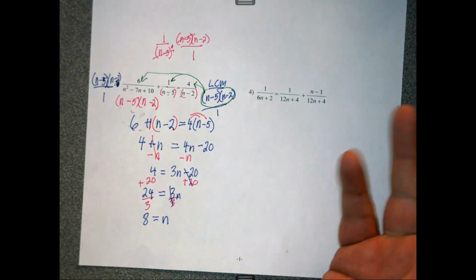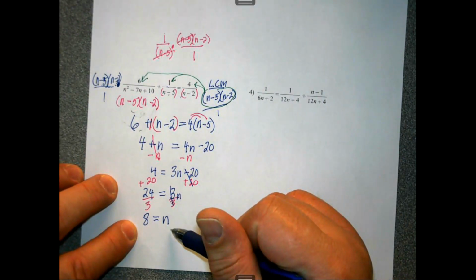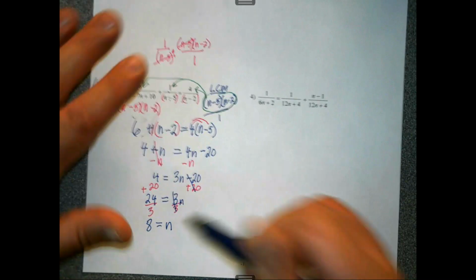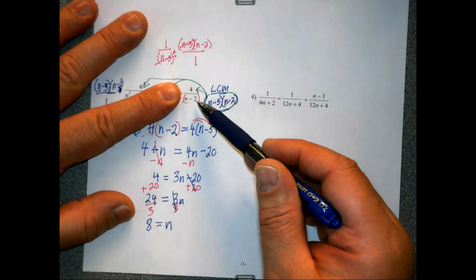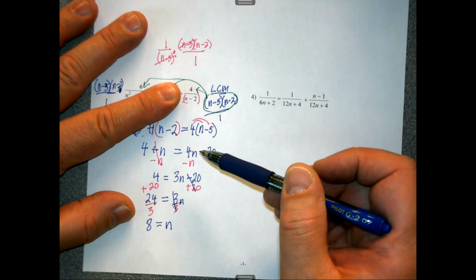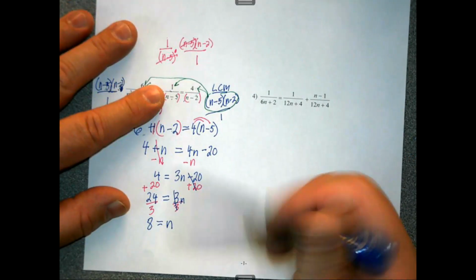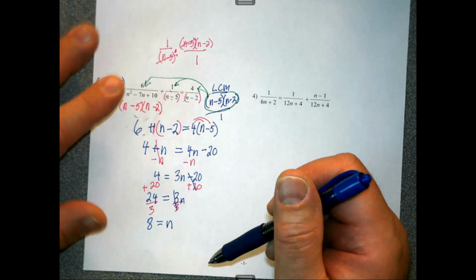That's what we're really checking, because that would then be an extraneous solution, right? So let's look at this fraction. Does 8 make this fraction 8 minus 2 a 0? No, so it works there. We're good. How about 8 minus 5? Are we good? I'm good there.